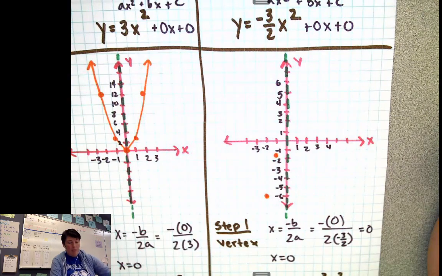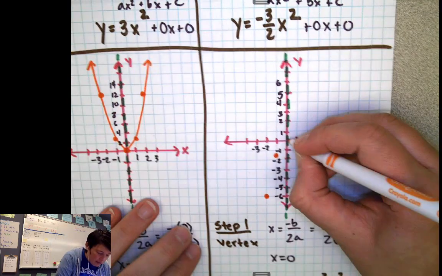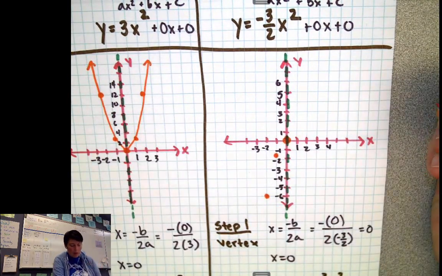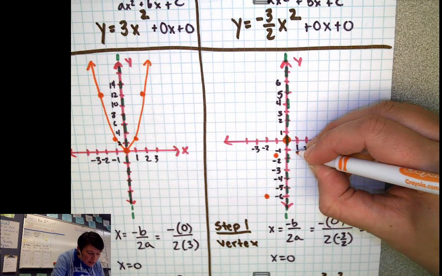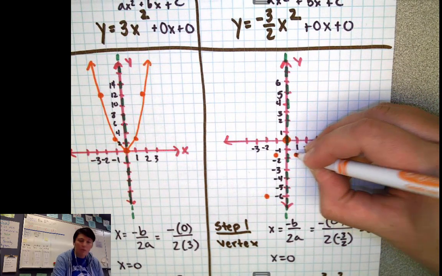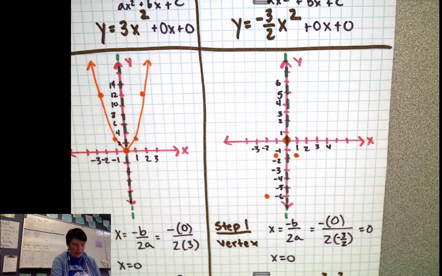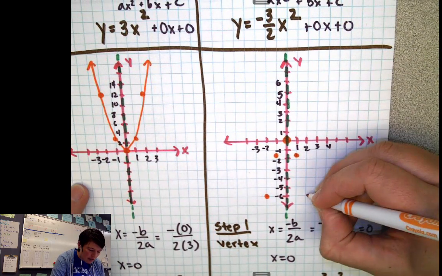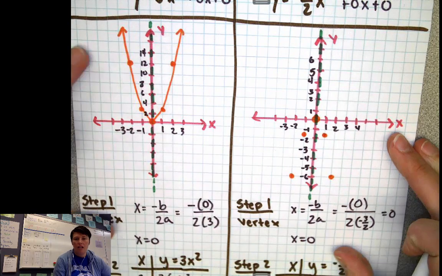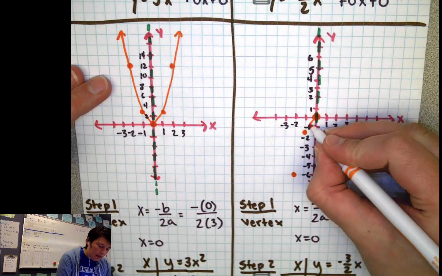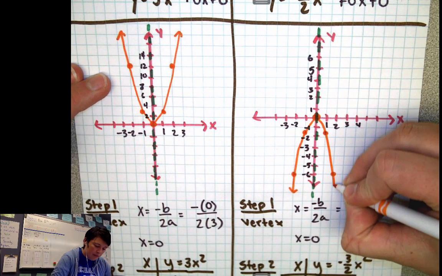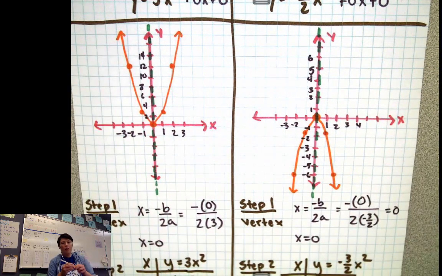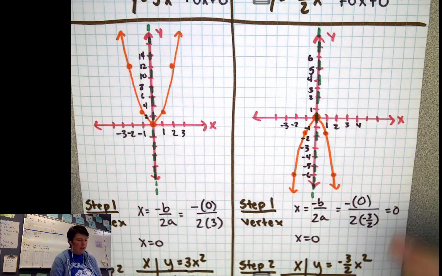And then we have in the table 0, 0. So here's 0, 0. And then we have 1 and negative 1.5. So we're going to go down to 1.5, right between the 1 and the 2. And then the last one was at 2 and negative 6. There's that reflection. There's our parabola. It's going this way, facing downwards, just like that. Sweet.